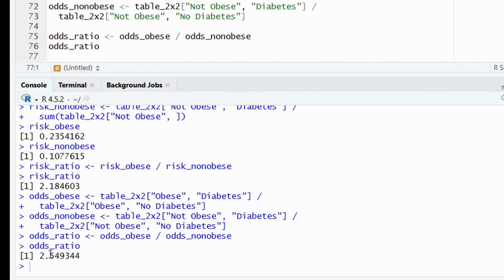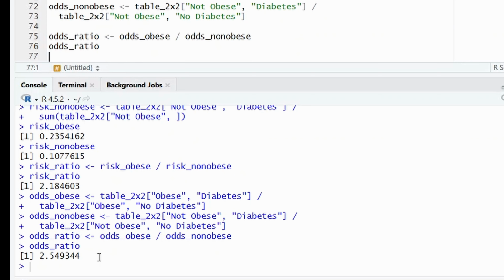You may notice that the odds ratio, 2.55, is slightly higher than the risk ratio we calculated earlier, which was about 2.18. That's expected. When a condition is relatively common, like diabetes in this data set, the odds ratio tends to be larger than the risk ratio. By performing these calculations, we are quantifying the association between obesity and diabetes at the population level.